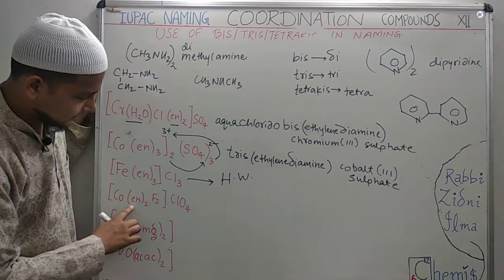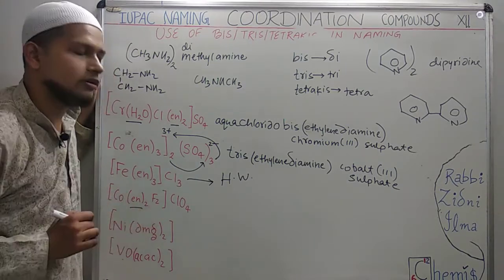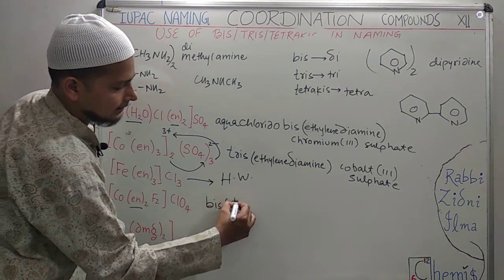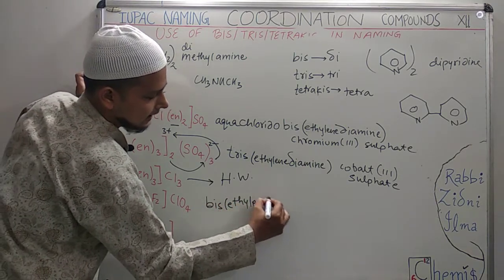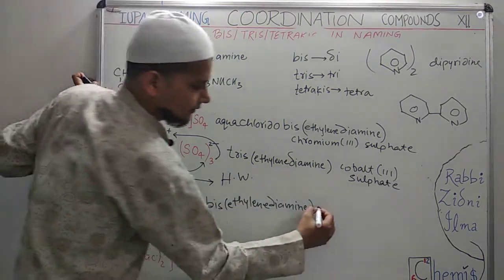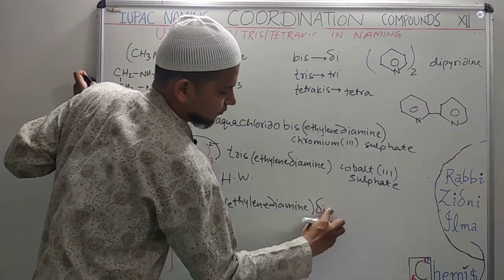Next up we have Co(en)2F2, again en. What are we going to use? We are going to use bis, ethylene diamine, and we have this F2. This is called difluorido.